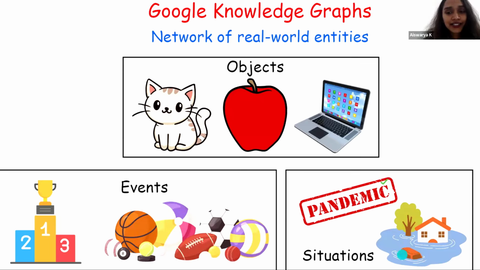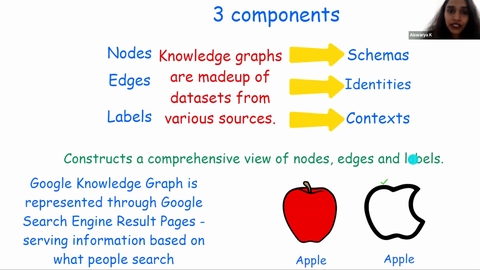A knowledge graph is a giant network, and it has objects, events, and situations. The objects can be anything like a cat or an apple or a laptop. The events can be a sports event or the competitions or Olympics. The situations can be a pandemic or a disaster or a new event that everyone is interested. So anything can be the situations, objects and events. So these three components: nodes, edges, labels, schemas, identities, and context. This is how knowledge graphs work.